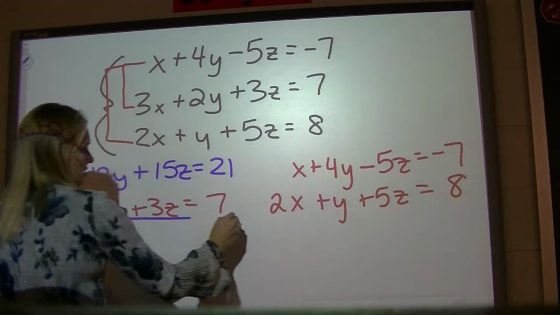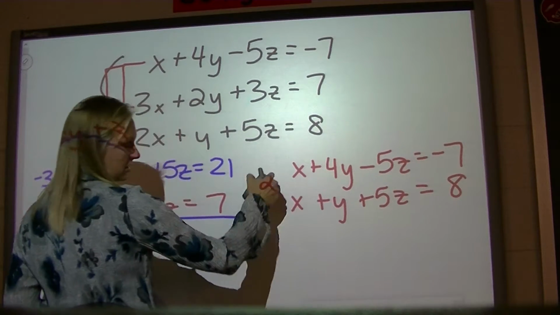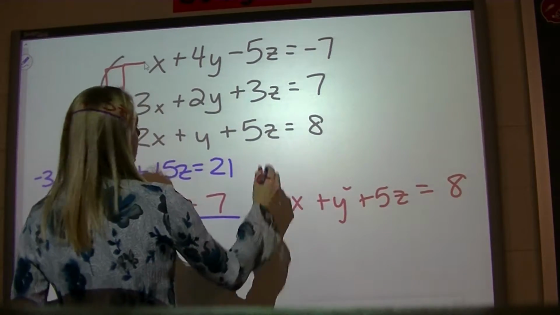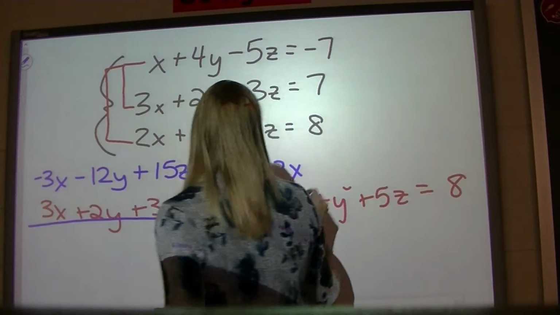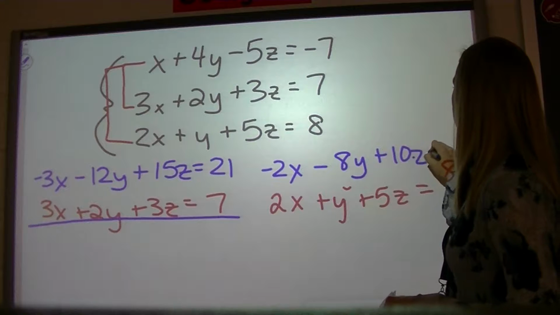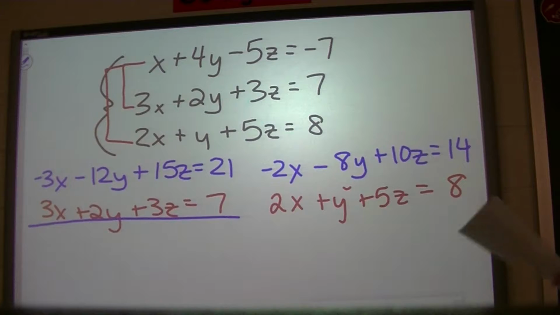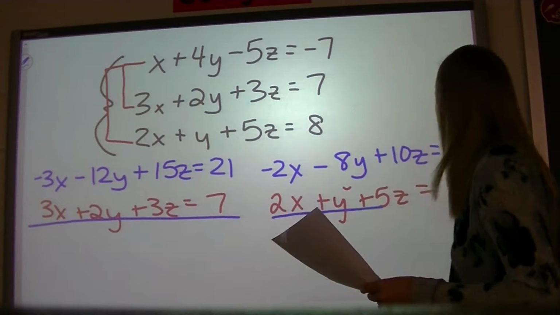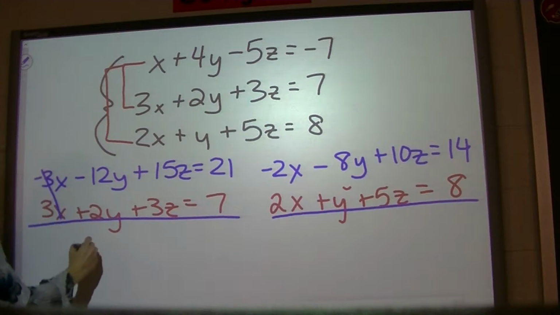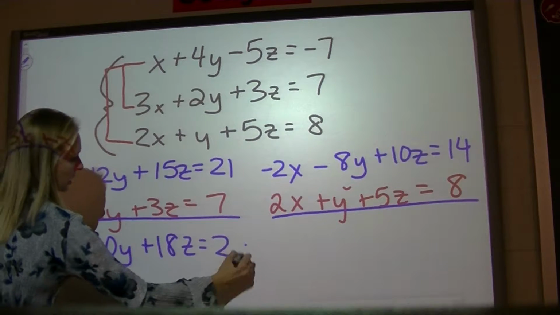Well, then the same thing here. I want to cancel out our x's. So what do I need to multiply this first equation by? Negative 2. So doing that, negative 2x minus 8y plus 10z equals positive 14. Then from there, we can eliminate, just like we did in the previous lessons. So that will cancel. This will go to negative 10y plus 18z equals 28.